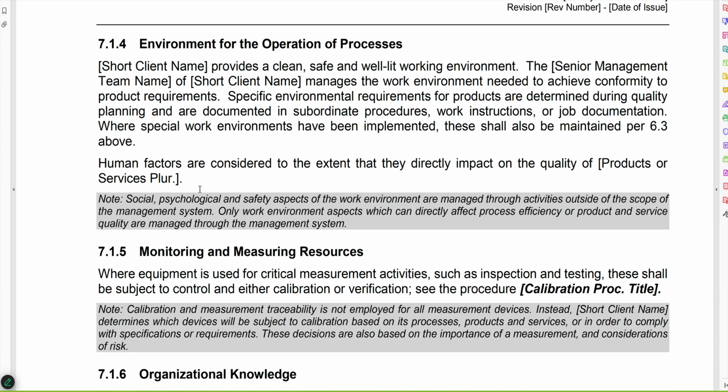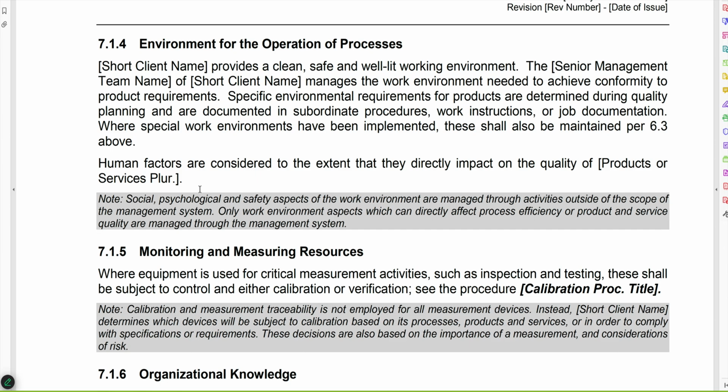Now for section 7.1.7, environment for the operation of processes. We write that our client, the company, provides a clean, safe, and well-lit working environment. So here they manage the work environment needed to achieve conformity to product requirements, and there are specific environment requirements, and the conditions are going to be met.